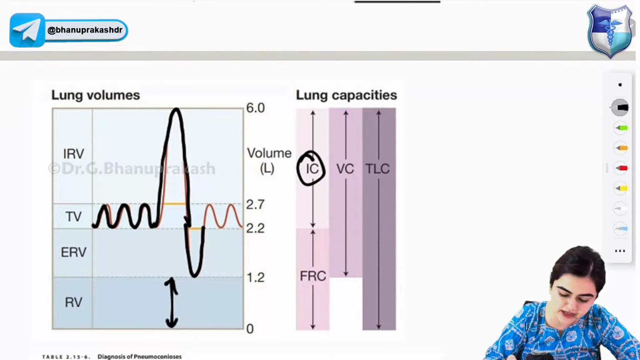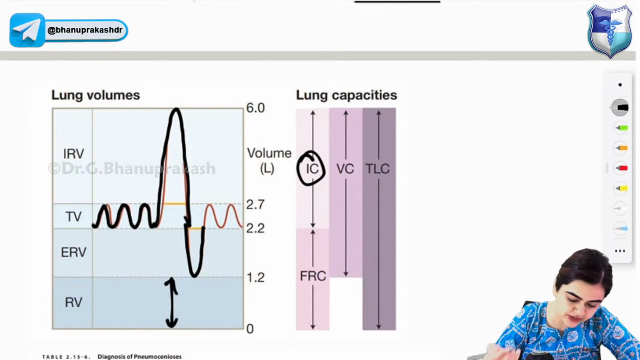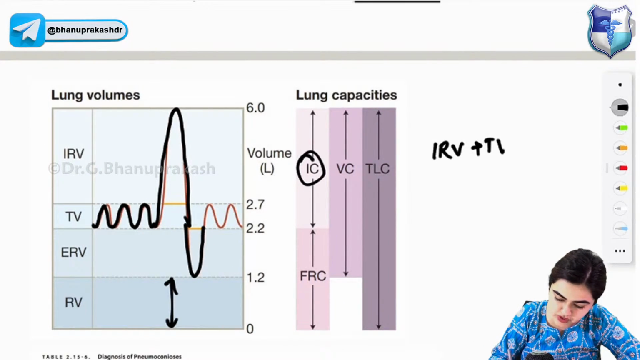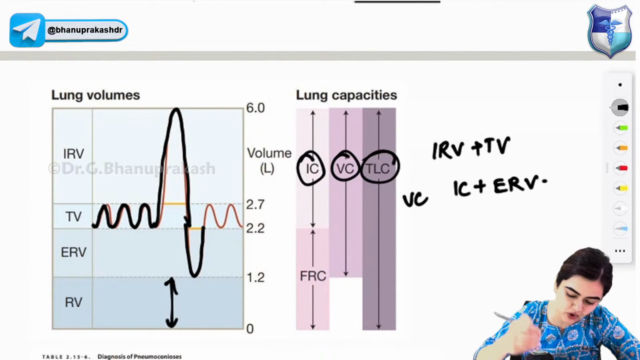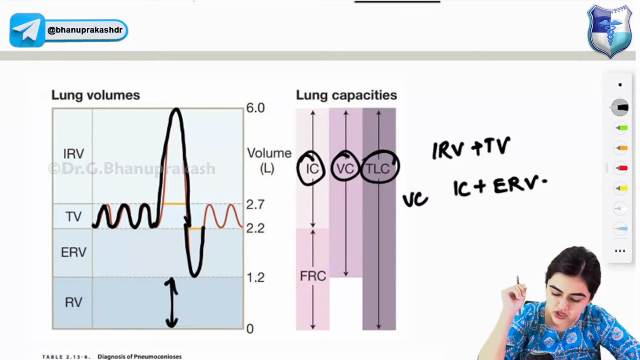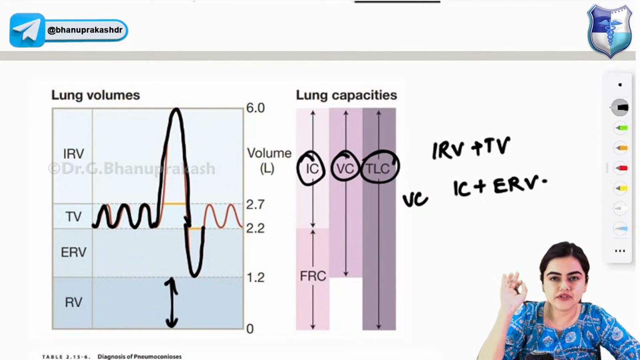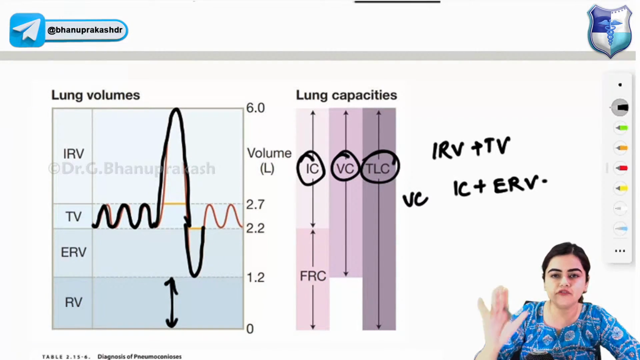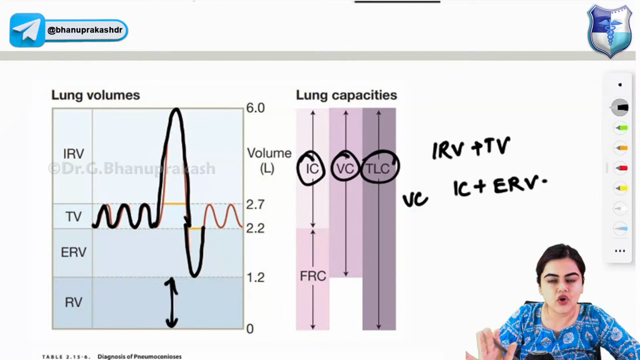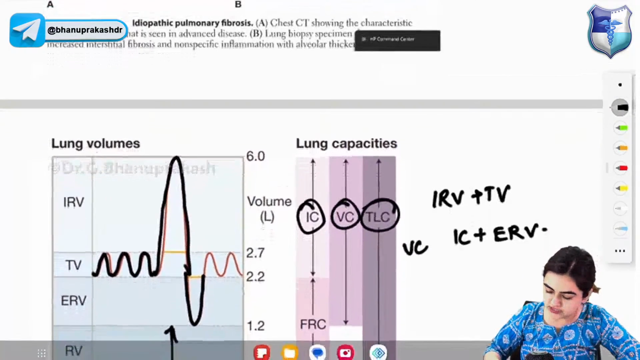Now what is inspiratory capacity? How do you calculate it? Inspiratory capacity is inspiratory reserve volume plus tidal volume. Vital capacity is inspiratory capacity plus expiratory reserve volume. Total lung capacity is inspiratory capacity plus FRC, or if you add up all the volumes, that will give you the total lung capacity. This graph is repeatedly asked in your exam, and you will be able to solve many questions if you study it nicely. So let's now move to asthma.